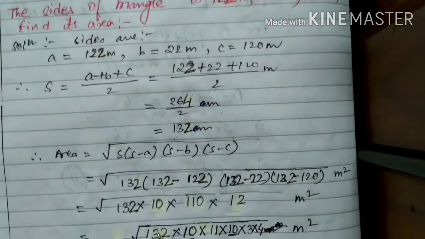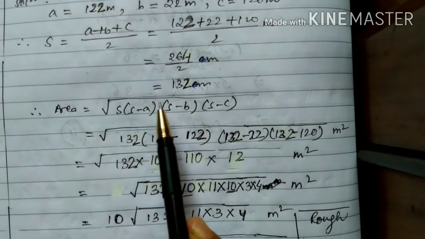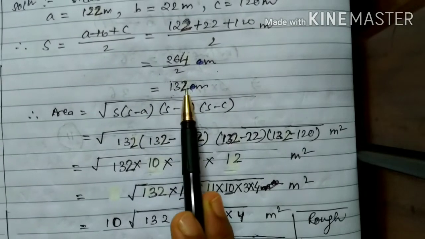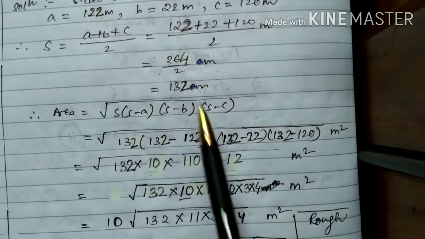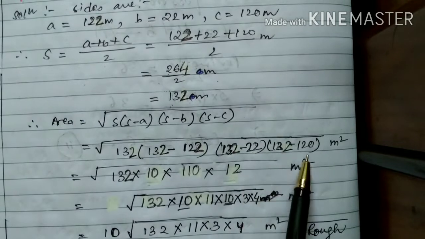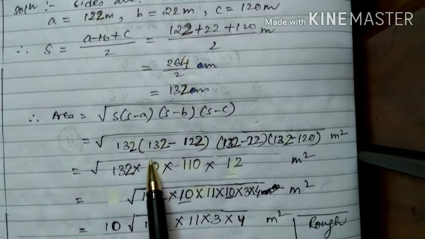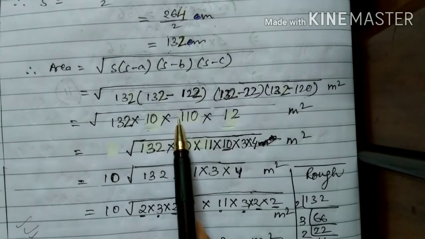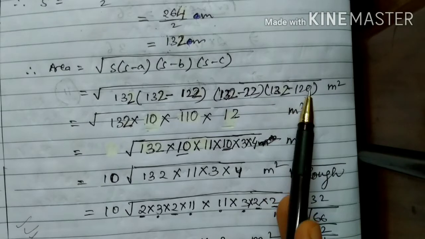Now the area formula you know by Heron's formula is root over S into (S minus A) into (S minus B) into (S minus C). So I put the value of S, that was my 132, into (132 minus 122) meter into (132 minus 22) into (132 minus 120), that was my C. Now after putting it, let's calculate it. What we are getting: 132 into 10, 132 minus 22 is 110, 132 minus 120 is 12.